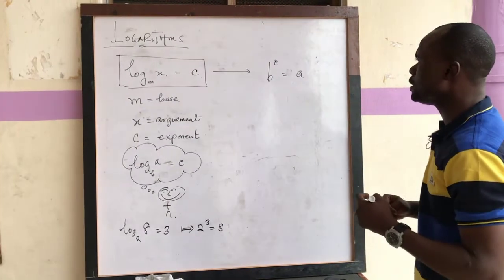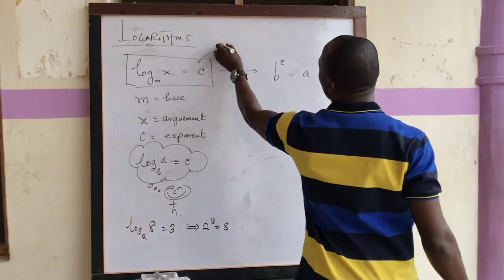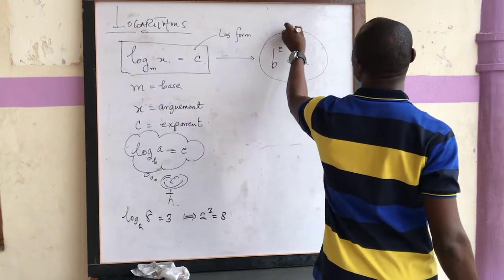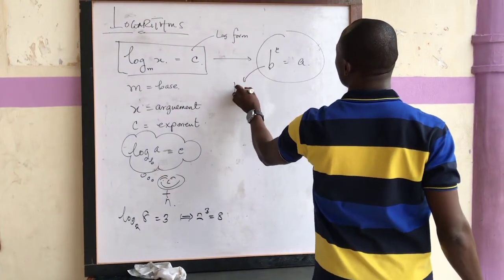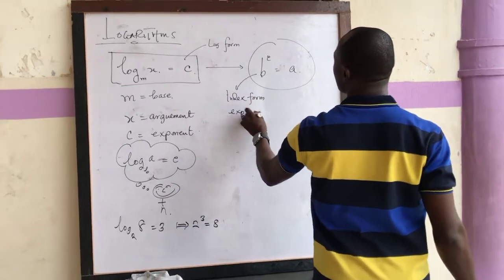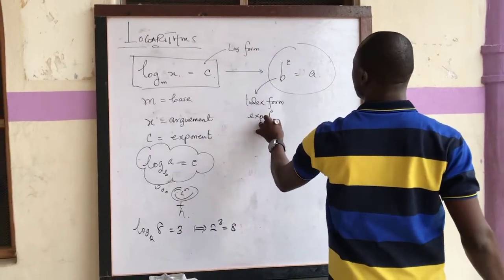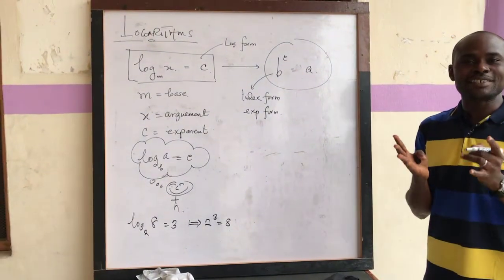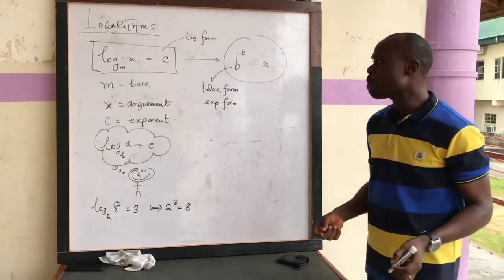Very interesting. So we call this the logarithm form, and we call this the indicial form, or the index form, or the exponent form, or whatever. So that is what we have. This is logarithm for you.